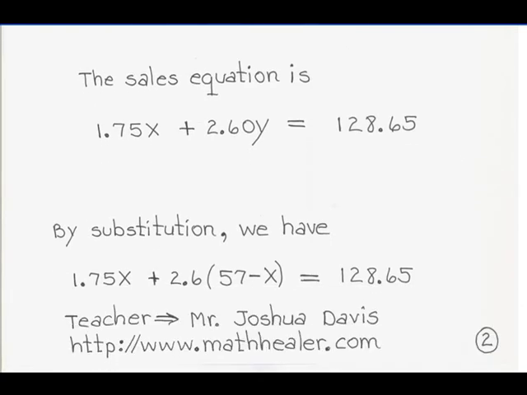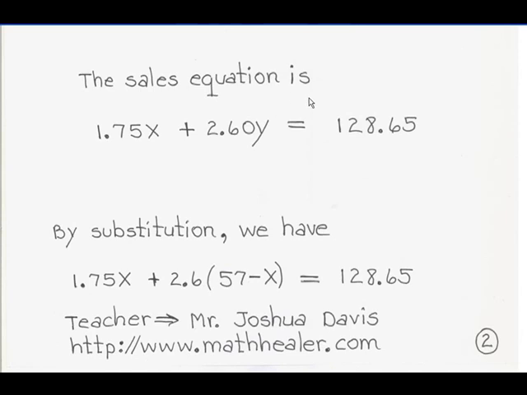So now here's what we have, that the sales equation is $1.75 times X. X represents the number of bags that were sold at $1.75 plus $2.60 times Y. This expression represents the number of bags that were sold for $2.60. Now we add the revenue from both sales, and the revenue added together should equal $128.65. Well, right now we have an equation here in two variables.